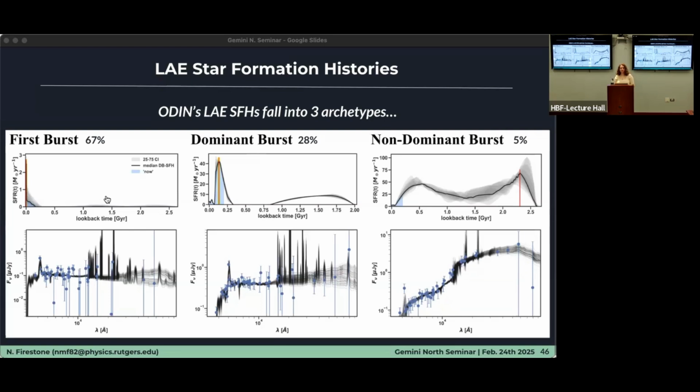And then we found just a few, but a non-negligible amount of LAEs that fall into this non-dominant burst category, where they had their largest burst of star formation way prior to the time of observation. And if you look at the y-axis for the non-dominant burst, you might notice that it's a couple orders of magnitude higher than what we see for the first burst sample. And from that, you can see that even though there are these massive peaks of star formation in the past, the time of observation star formation rate is still incredibly high, which has something to do with why we detect Lyman alpha.